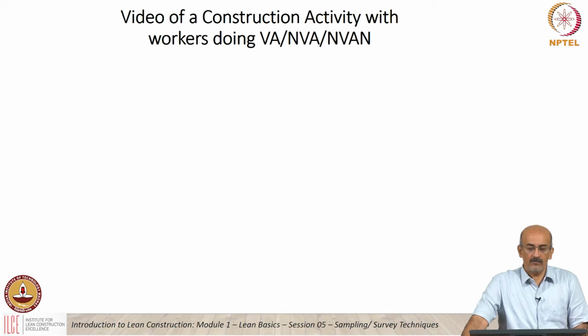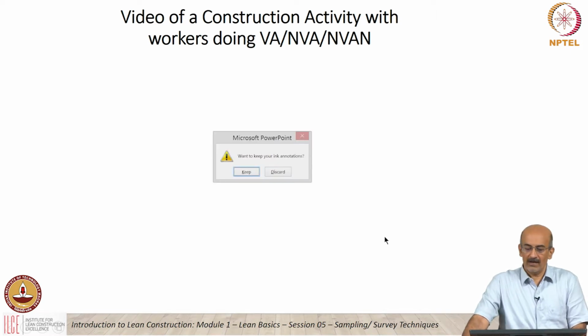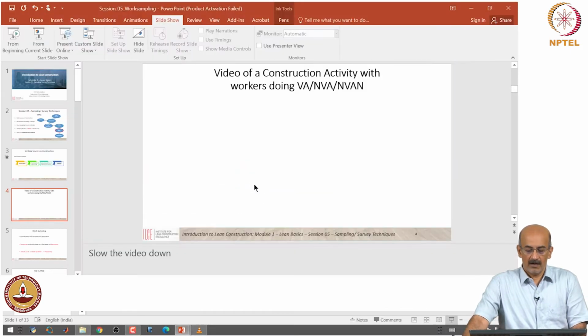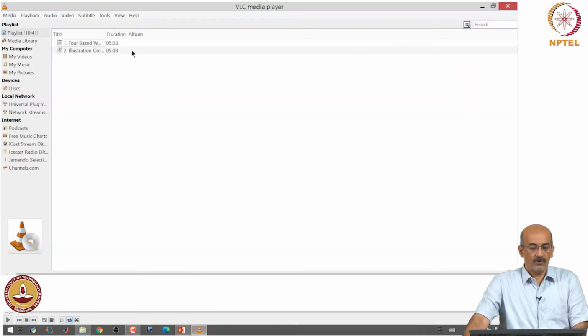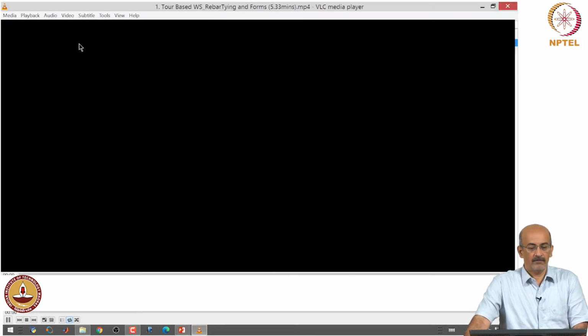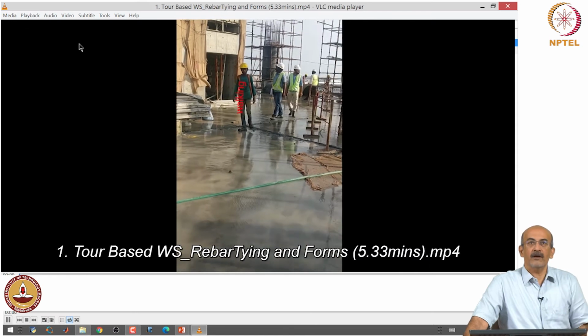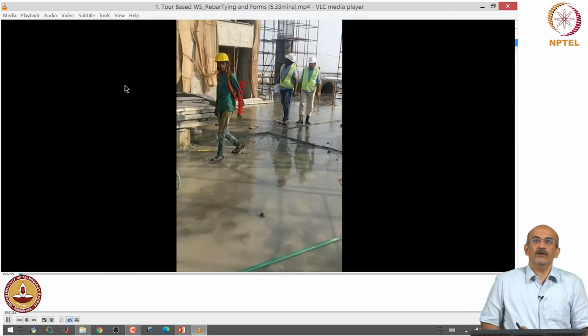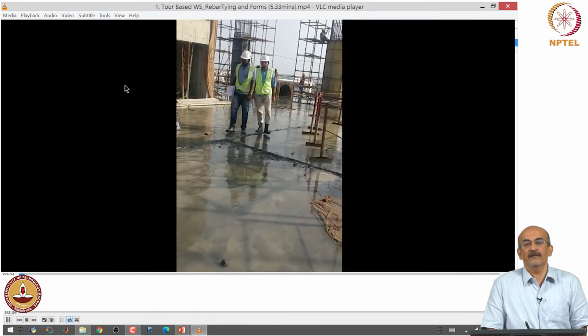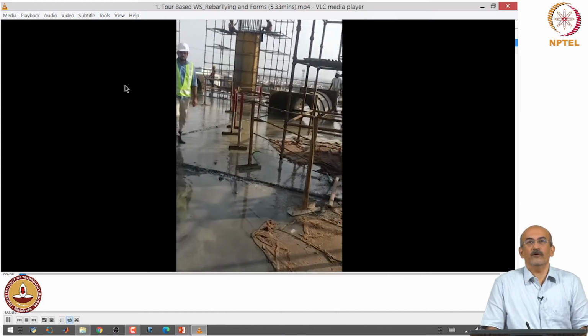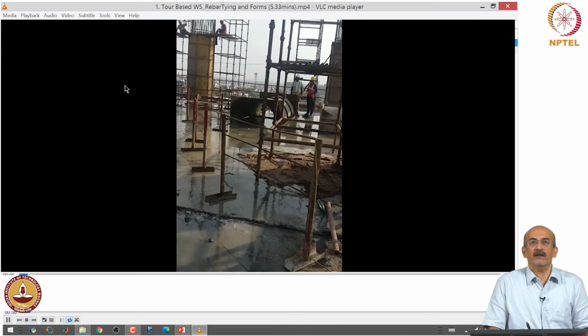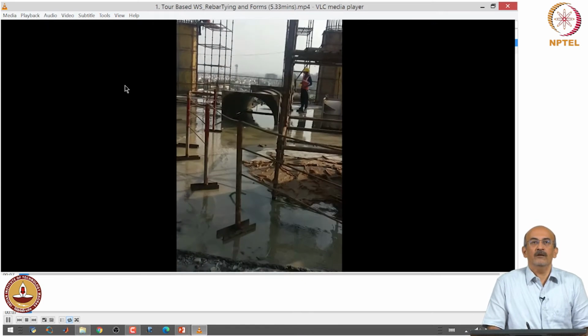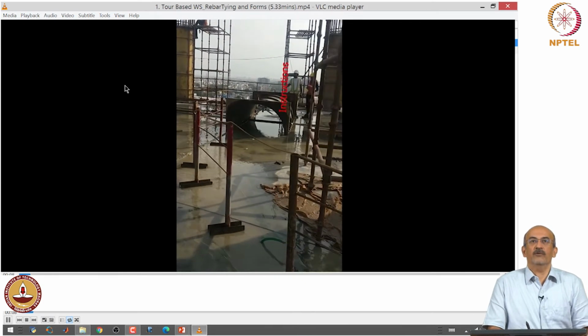Now, when we move on from here, if we take observation and we look at how we can look at observation in the context of a site. So, here is a video, and I am just assuming that I am walking at this site, and I am going to be able to observe my workers. So, you can see here, it's on top of a slab.